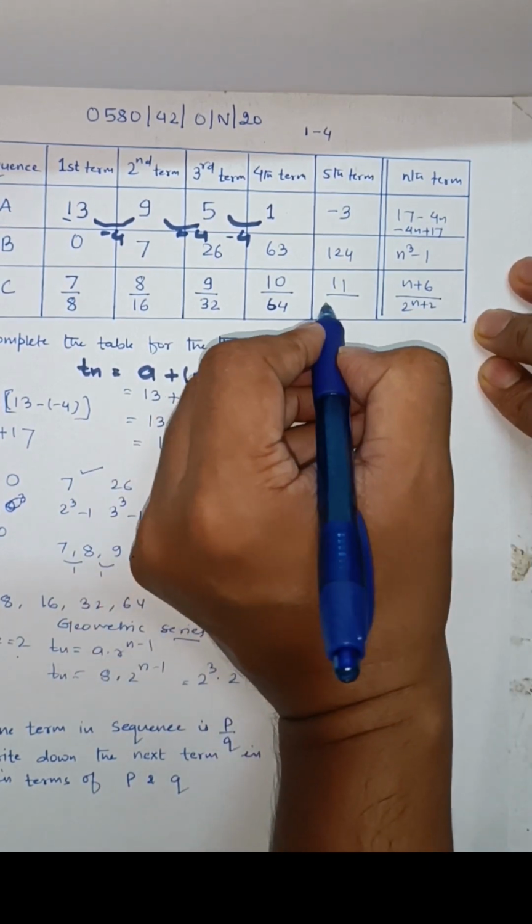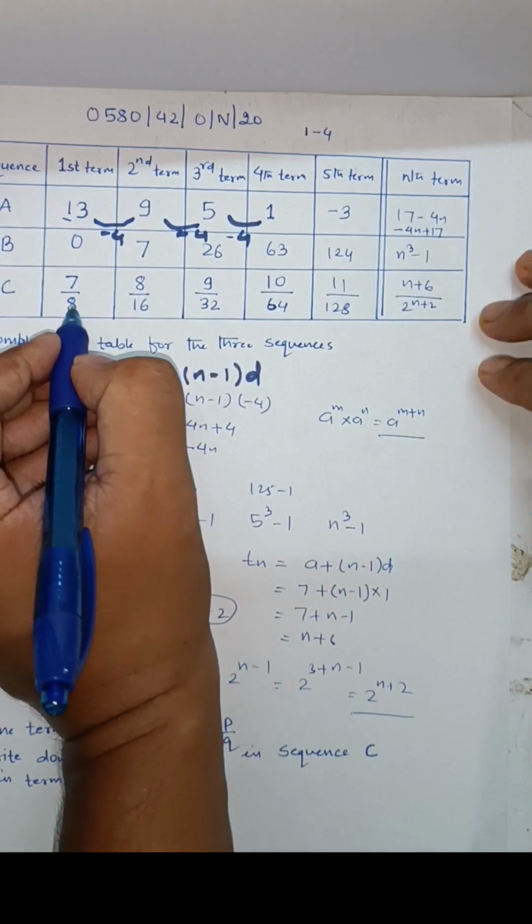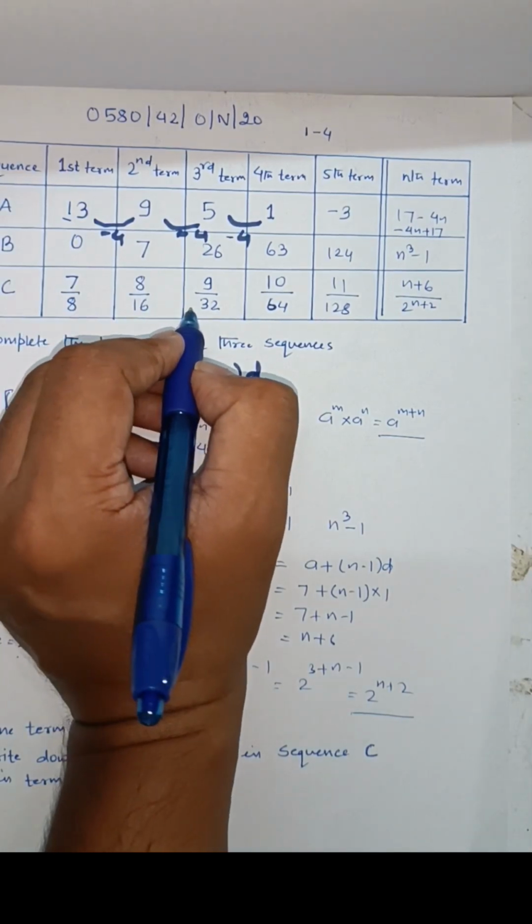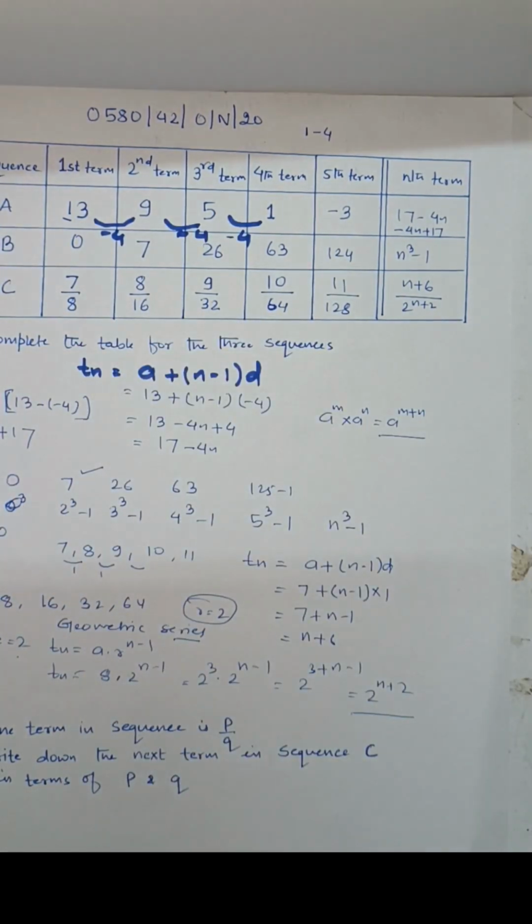And here we can just multiply by 2. 8 into 2 is 16, 16 into 2 is 32, 32 into 2 is 64, 64 into 2 is 128. So this was all about the first part of the question.